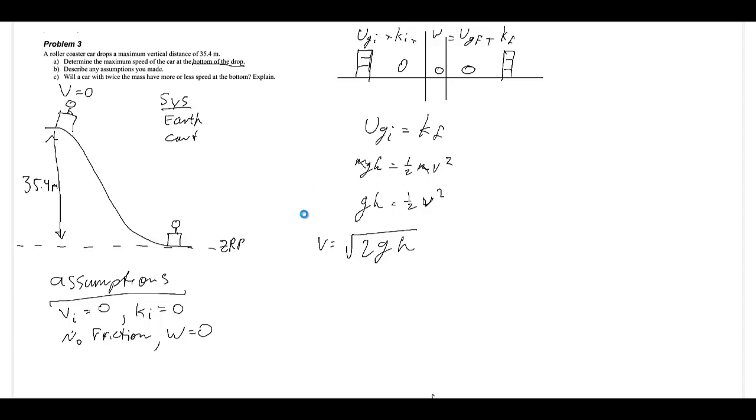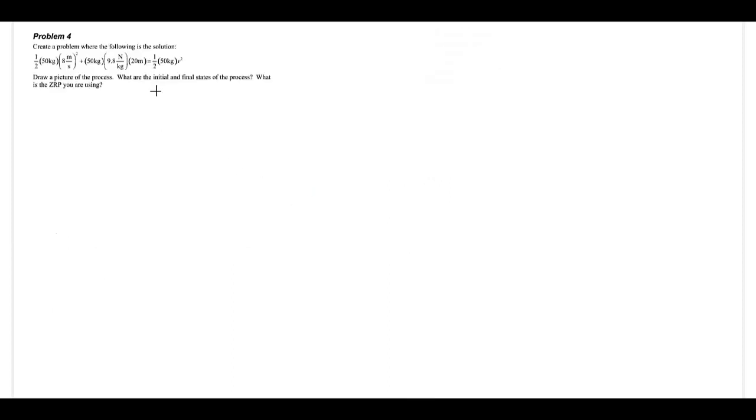All right, moving on. Create a problem where the following is the solution. Draw a picture of the process, showing the initial and final states. What is the zero reference point you're using? All right, so this is called an equation jeopardy problem. Obviously, there are many different answers to what this could be. I would try to keep it realistic just because that's something that I do.